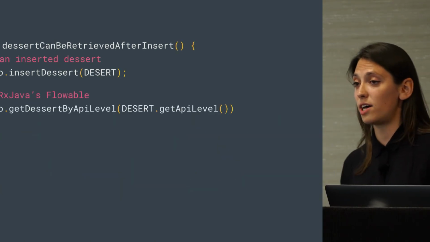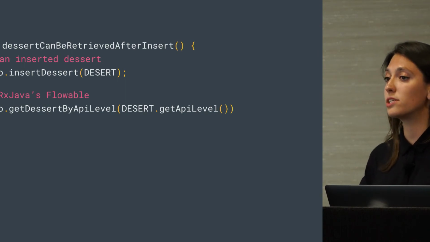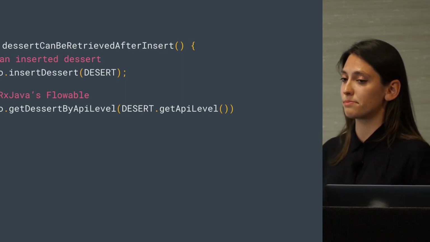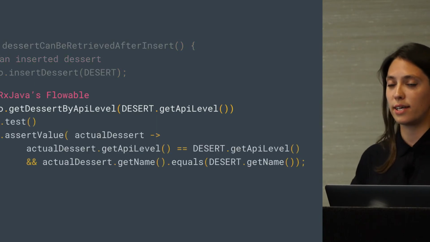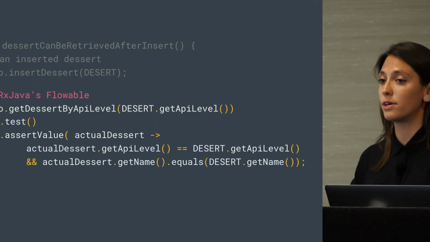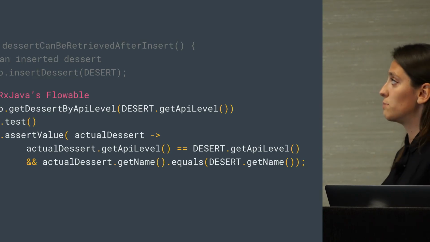If you're using RxJava, things are pretty similar. You need to use the same test rule, the instant task executor rule, and then verify that indeed when you're subscribing, you're getting the value that you inserted before.